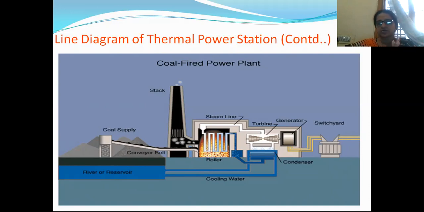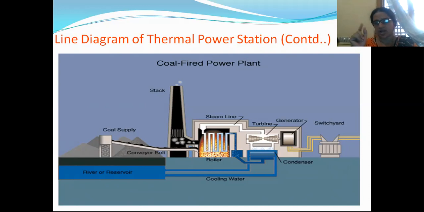In places or areas where a natural cooling technique is not available, they will install a cooling tower. In this cooling tower, they will try to cool the water artificially, which is coming out from the condenser. As for the river or reservoir, this is the natural type of condensation which we are doing. From the river or reservoir we are taking cool water, and this cool water we pass through the condenser.